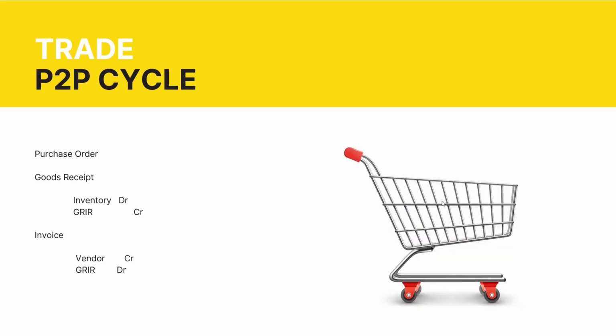And next, if we see a typical P2P cycle, we have a purchase order and after that, a goods receipt is created in the transaction MIGO, which has a financial impact. Inventory is debited and the GR/IR intermediary account is credited. And after that, we use the transaction code MIRO to post an invoice. And we have vendor credited and the GR/IR account debited. These are two separate cycles of P2P and O2C that we do in typical trade transactions. That means a third party transaction.